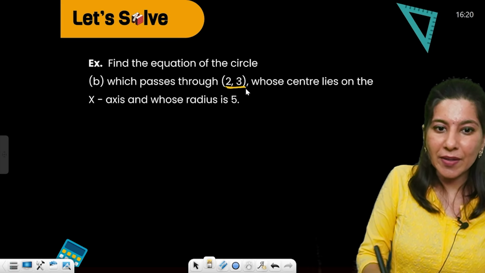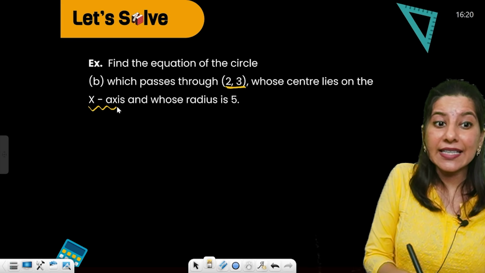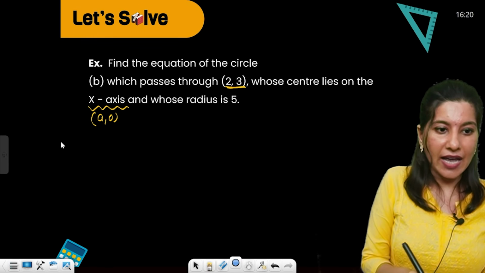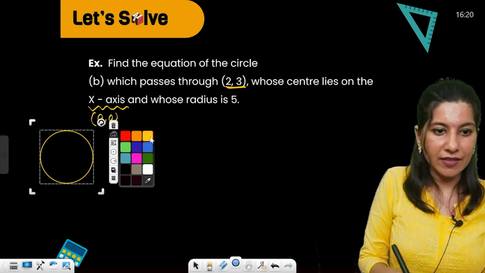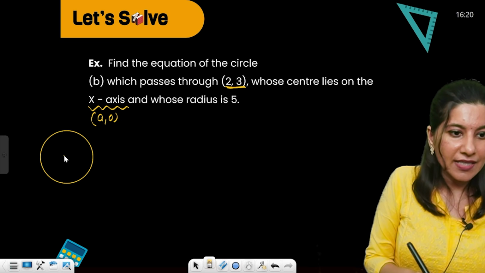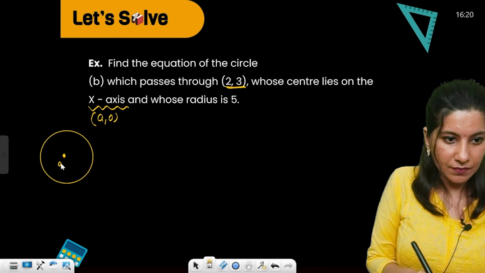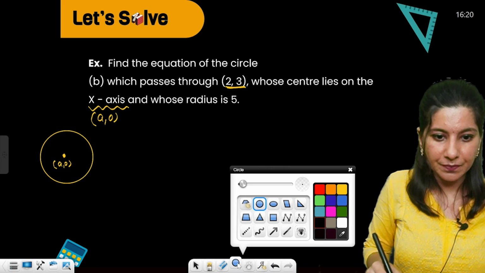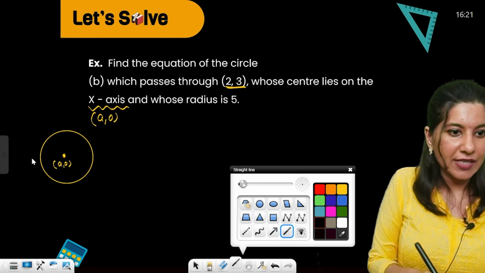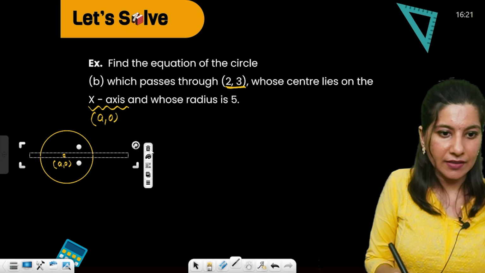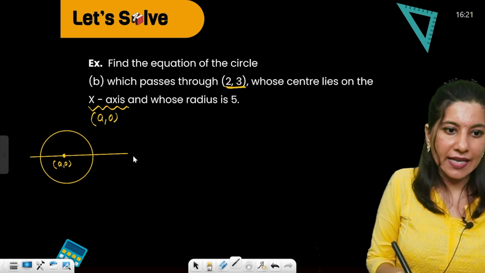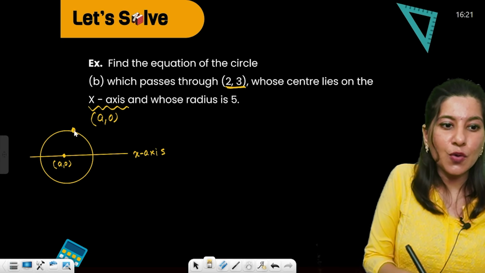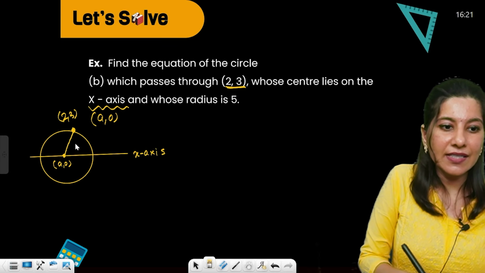Which passes through (2, 3) whose center lies on the x-axis. Now any point on the x-axis can be taken as (a, 0). Again, I have already told you to draw it right away. So now the center is (a, 0), lying on the x-axis. So I will draw a line as well. X-axis. Correct. Which passes through (2, 3) and whose radius is 5.